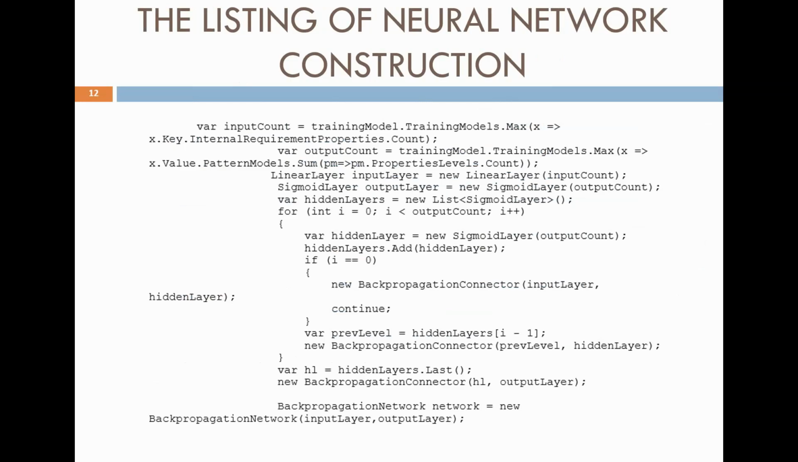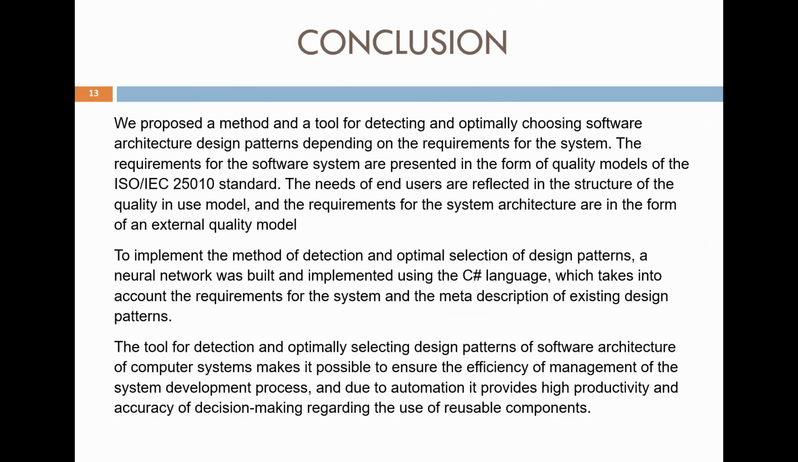In the end, the paper proposed a method and a tool for detecting and optimally choosing software architecture design patterns depending on the requirements for the system. The tool for detection and optimal selection of design patterns of software architecture of a computer system makes it possible to ensure the efficiency of management of the system development process, and due to automation, it provides high productivity and accuracy of decision making regarding the use of reusable components.